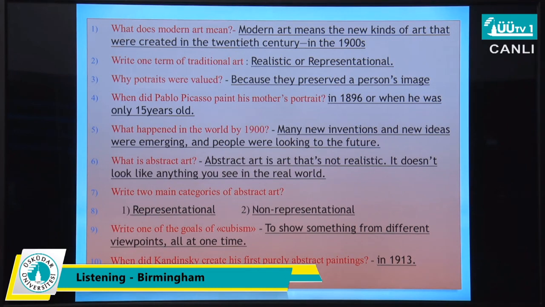9. Write one of the goals of Cubism. It is to show something from different viewpoints all at one time. And last one, when did Kandinsky create his first purely abstract paintings? Here you only have to write the number, in 1913.